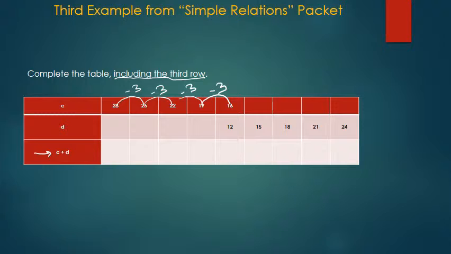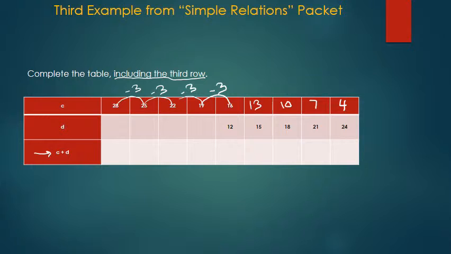So knowing that, we can go ahead and fill in the remaining empty cells. Okay, so 16 minus 3 is 13. So I'm going to go ahead and put that in there. 13 minus 3 is 10. 10 minus 3 is 7. And 7 minus 3 is 4. So there we have successfully filled in the remaining cells in the C row.